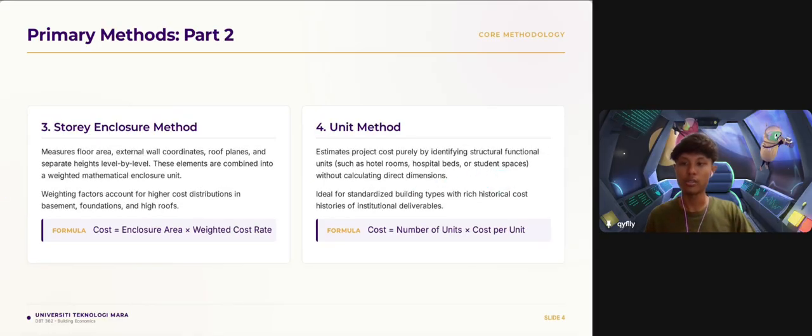The third method is the storey enclosure method. This looks at the entire outer shell of the building, floor, wall, and roof, level by level, and gives extra height to more expensive areas like the basement. The fourth is the unit method, which ignores dimensions completely. Instead, it estimates cost based on functional units like the number of rooms in the hotel or beds.